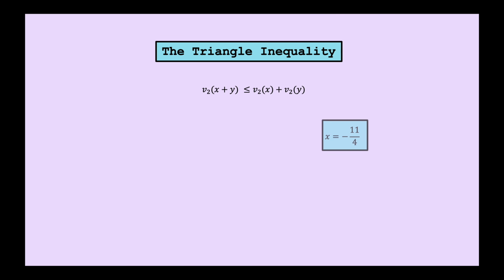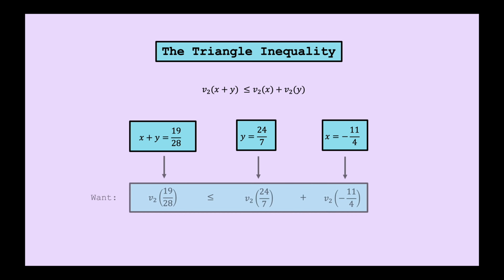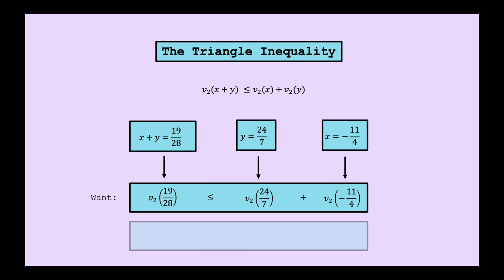Say x is negative 11/4 and y is 24/7. So we can calculate x plus y to be 19/28. As we previously established, v2 of x is 4 and v2 of y is 1/8. And we can find v2 of x plus y to be 4, which is of course less than 4 plus 1/8. But we actually have an inequality stronger than the triangle inequality for two-adic valuations. It turns out that v2 of x plus y is at most the maximum of v2 of x and v2 of y.